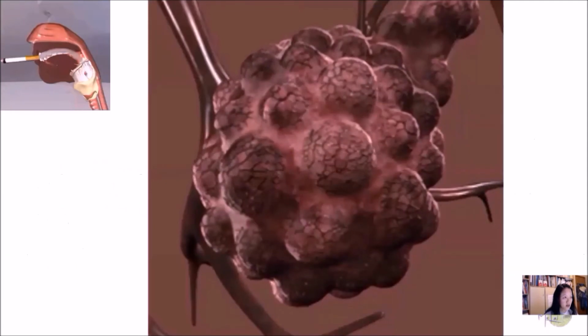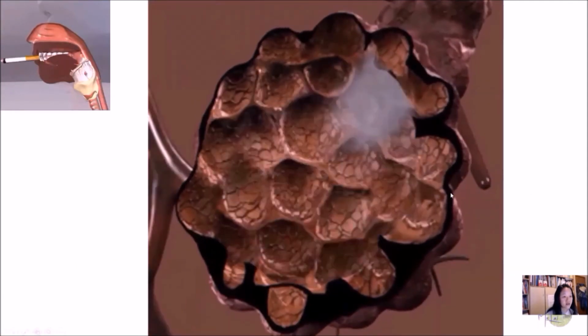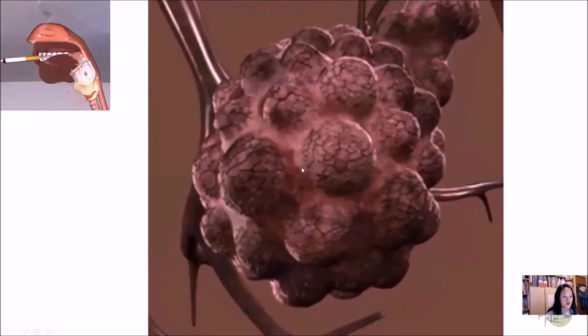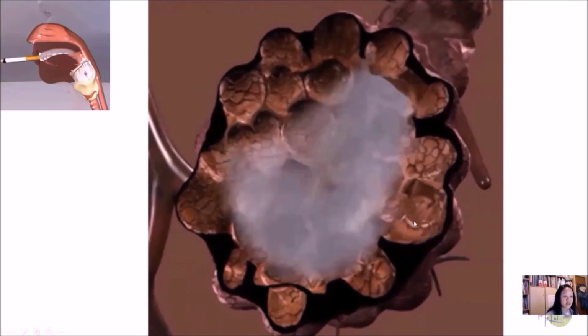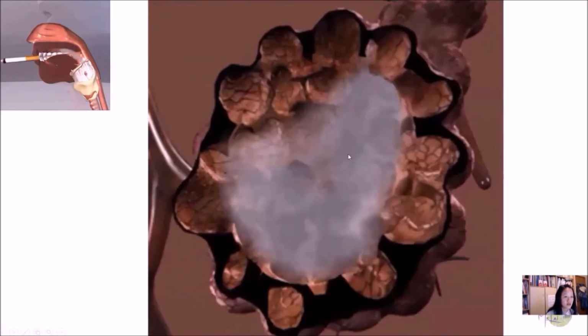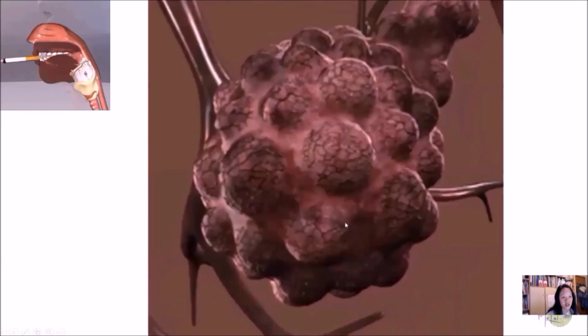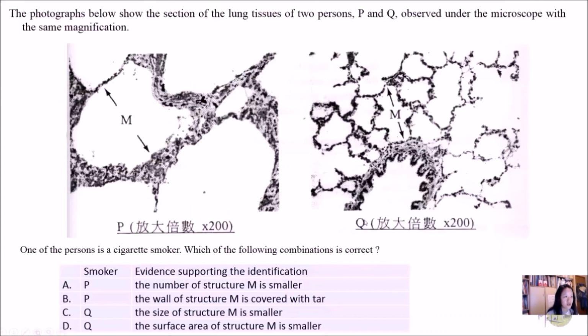And then another example is smoking. You can see the air sac of a smoker. First of all, the elasticity is less for a smoker. Also, you can see the number of air sacs decreases. Okay, this is another exam question.